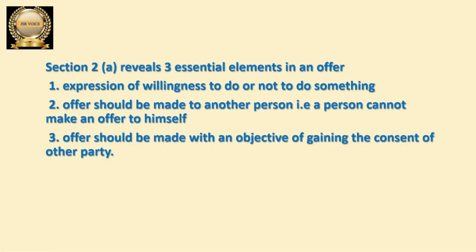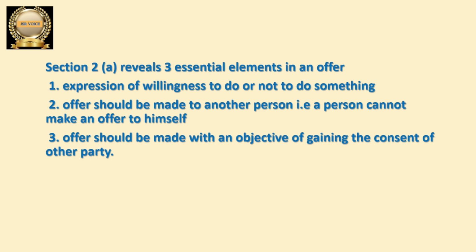If you want to discuss the essentials of a valid offer, section 2A of the Indian Contract Act 1872 reveals mainly three essential elements of offer. What are those? First one is one party has to express his willingness to do or not to do something. First of all, one party in the offer has to express the willingness. Then only it becomes a valid offer. So expressing the willingness to do anything or not to do anything is an essential element of a valid offer.